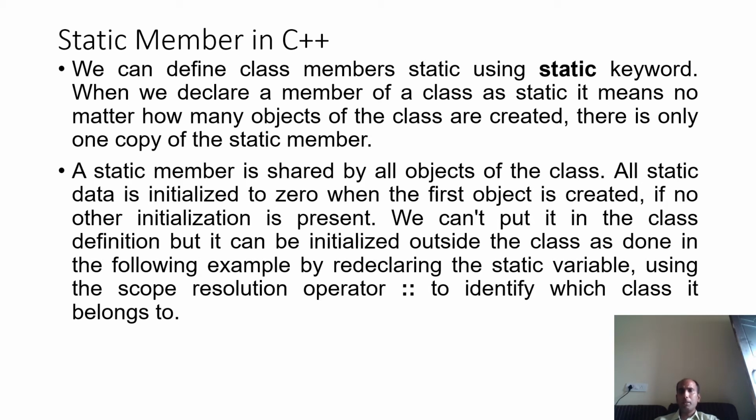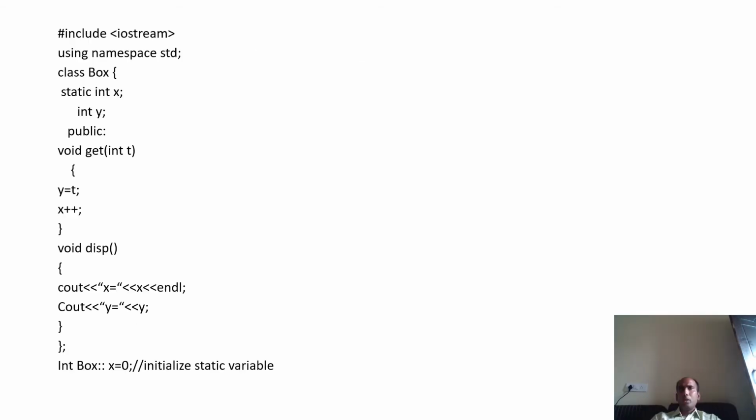We'll see the example by redeclaring the static variable using the scope resolution operator to identify which class it belongs to. So let's take an example. There is a class Box, there is a static variable int x, and there is a normal data member y. I have created a function get, which is receiving an argument t. I have written y equals t and x plus plus, and displaying x and y.